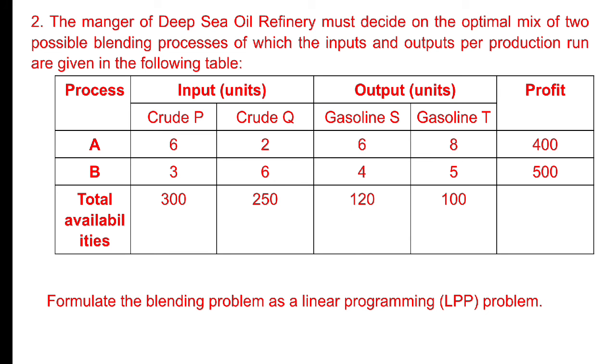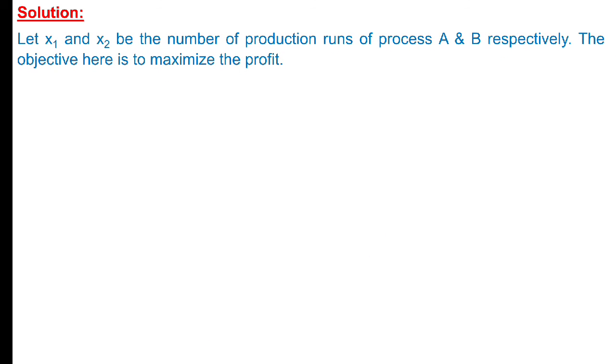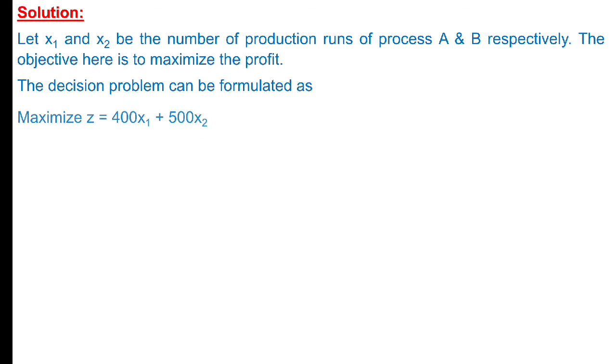Then we can take another problem. Here we take the Deepasi oil refinery. Here also profit only is considered, so here also we maximize the profit. We need to write the available time; you see, input and output both are there together. You can combine them and write. Look here, we can write in this format: x1 and x2 be the number of production runs of process A and B respectively. So maximize the profit. We write maximize z equal to 400x1 plus 500x2.